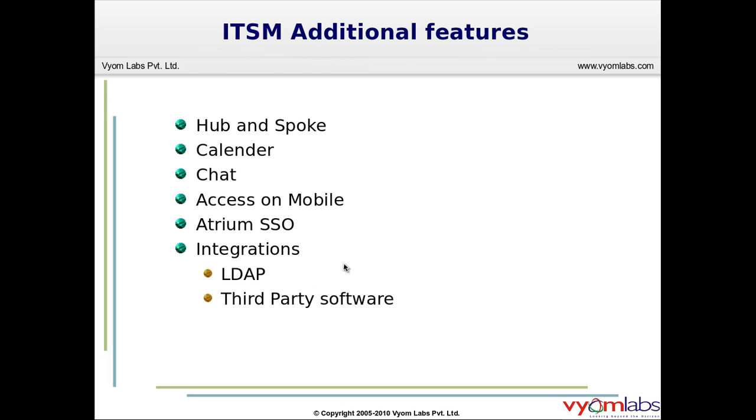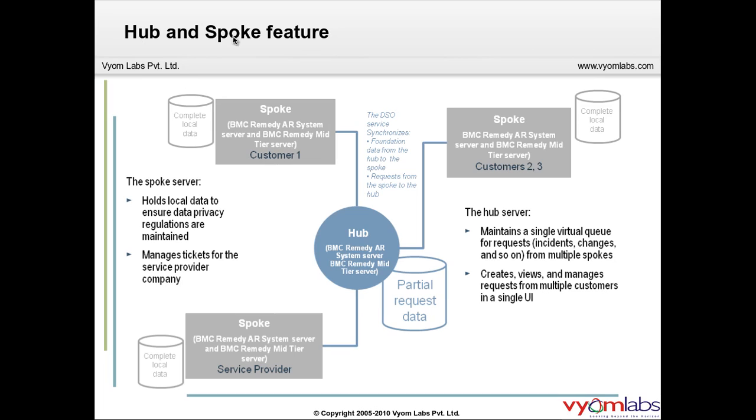Now we will discuss some additional features of an ITSM. First is the hub and spoke feature. This is a new feature which has been introduced. If the customer is segregated into different geographical areas, and the customer is supporting different areas or different companies, then to manage them in a single console we use this hub and spoke. So you can go through these features.